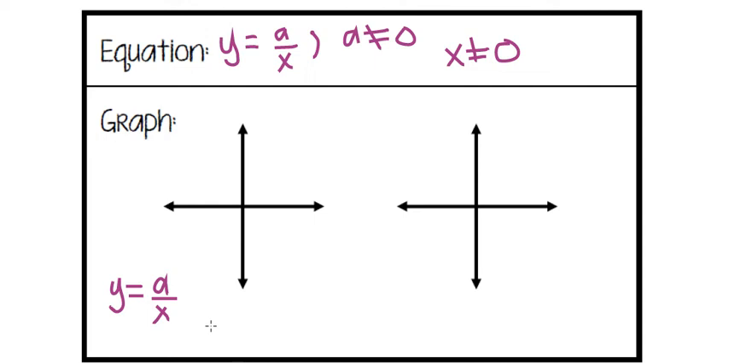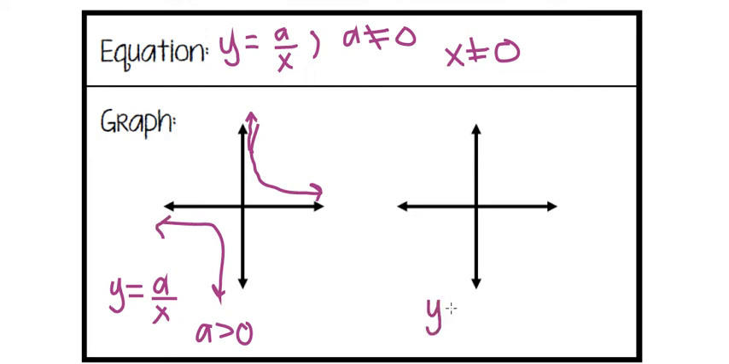And here, if our a value is greater than 0, so if we have a positive a value, it's going to look like this. So you're going to have a graph where you've got one that goes like that, and it shouldn't be curving back like that. It should be going up like that. And then one that goes like this.